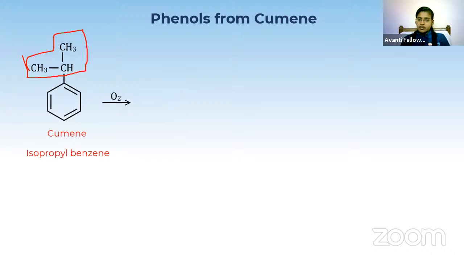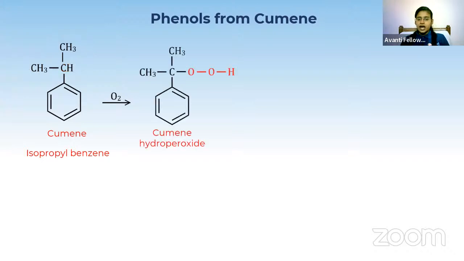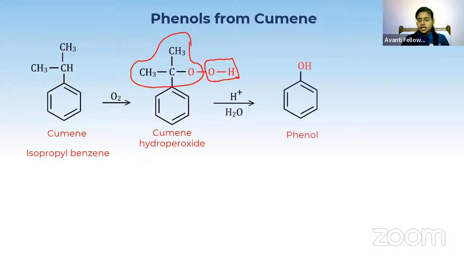So this oxygen, we have two O, right? That will go and get inserted between the CH, and it will lead to this type of product, the cumene hydroperoxide. Now, this cumene hydroperoxide has to be treated with acid in the presence of water, and it will eliminate CH3COCH3, and OH is there, right? So this OH will come and get attached to the ring.